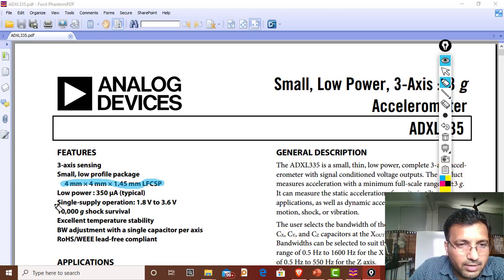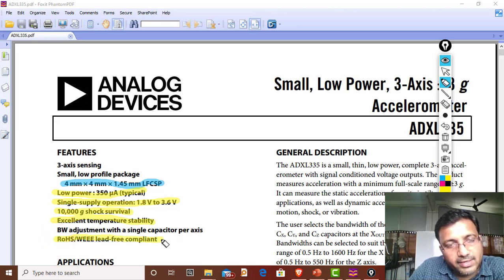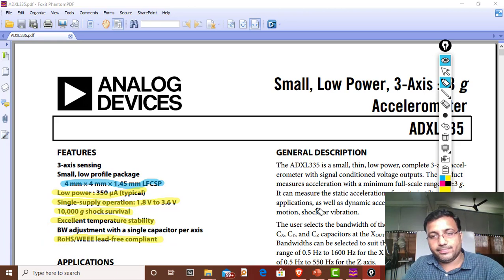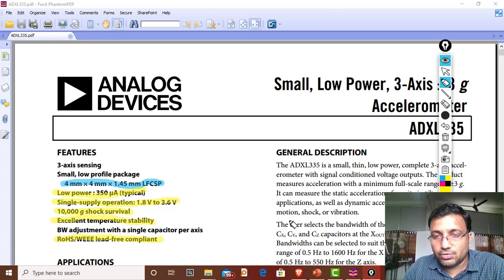Also it is single supply operation, 1.8 volt to 3.6 volt, and it has 10,000 g shock survival. Its current consumption is very low, that is 350 microampere typically. Excellent temperature stability is a very good feature. Bandwidth adjustment with a single capacitor per axis, and it is RoHS compliant, that is lead free compliant. Okay, so this is about the ADXL335.